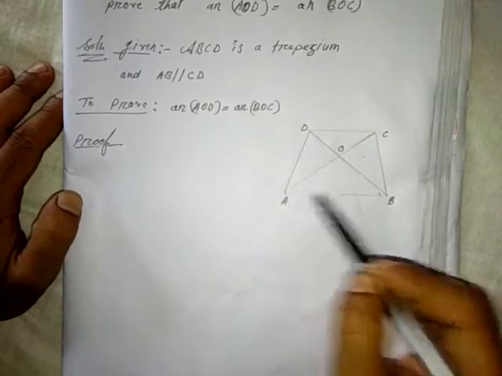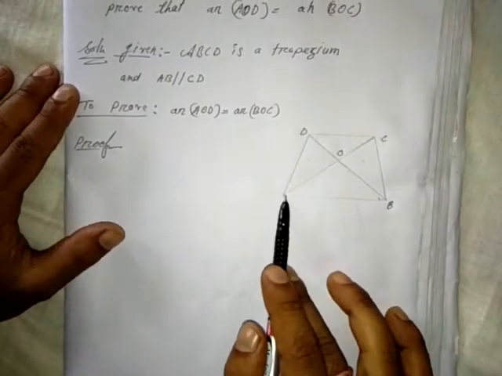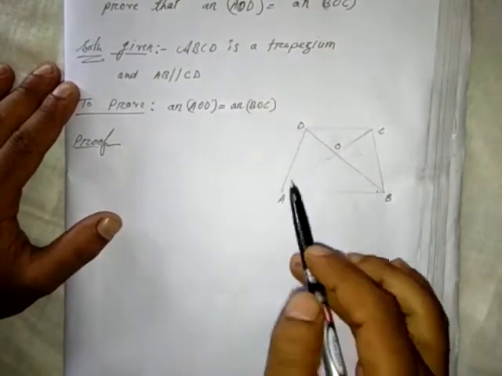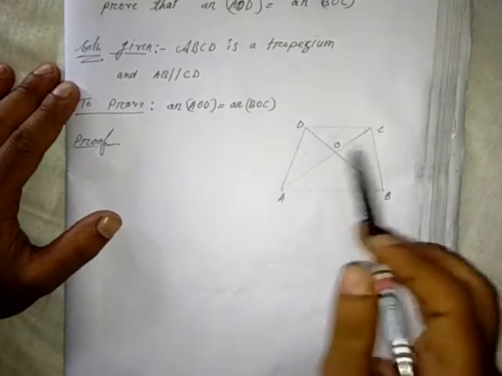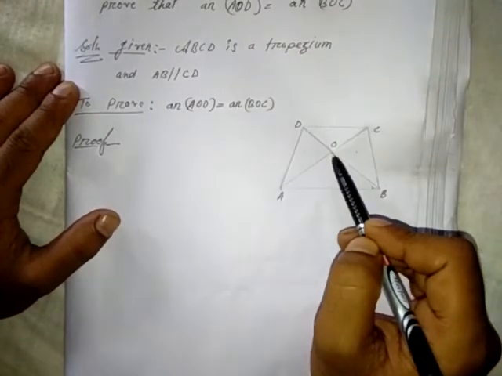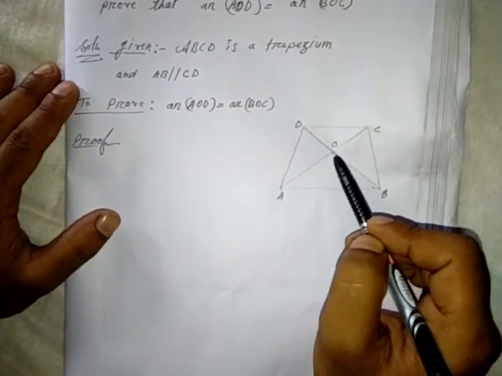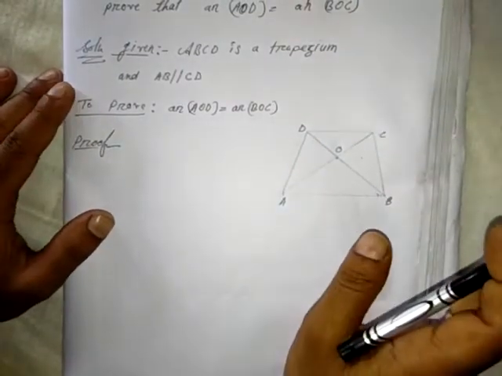Given to us is AB and CD are parallel to each other, and there are two diagonals AC and BD, and AC and BD intersect at point O. These two diagonals intersect at point O. That means here is the intersecting point O. So we have to prove these two portions will be equal to each other.